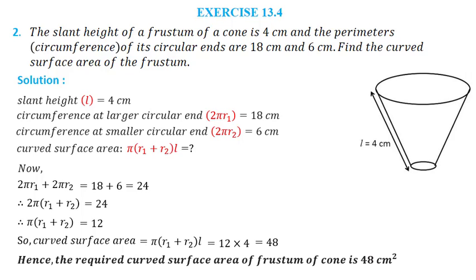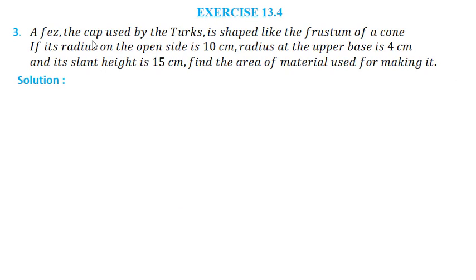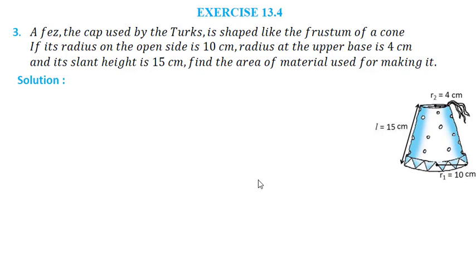Now let us see the third question. A fez, the cap used by Turks, is shaped like the frustum of cone. If its radius on the open side is 10 centimeter, radius at upper base is 4 centimeter and its slant height is 15 centimeter, find the area of material used for making it. Now again we have to find area, that means we have to find the curved surface area plus area at this top. Now this bottom is open, so we don't require area at the bottom.